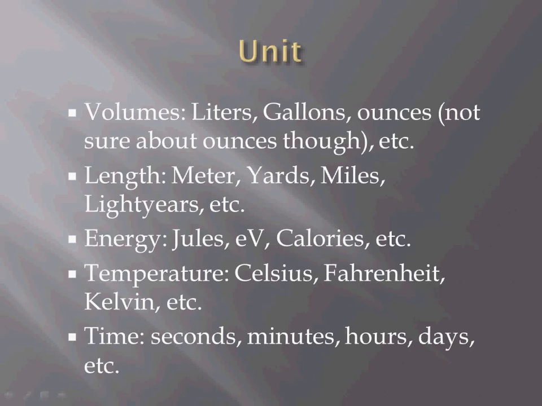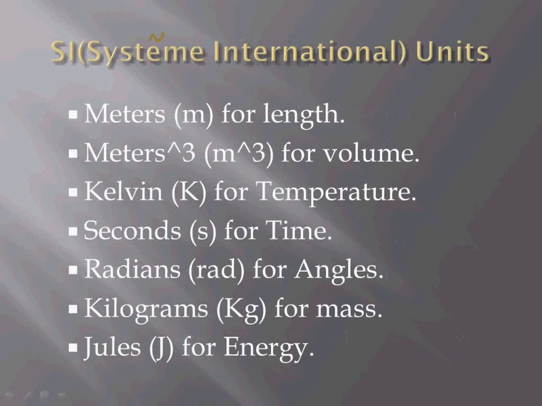For length, there's meters, yards, miles, and light years. Sometimes people think a light year is a measurement of time, but really that's the distance light can travel within a year, so it's length. Then we have energy. We have joules, electronvolts, calories. For temperature, we have Celsius, Fahrenheit, and Kelvin. And time, we have seconds, minutes, hours, days, and so on.